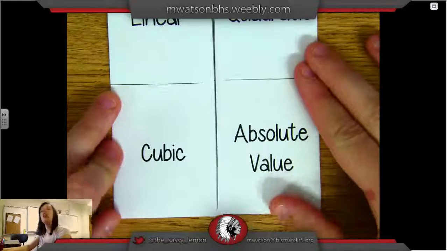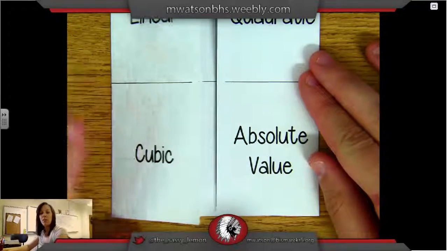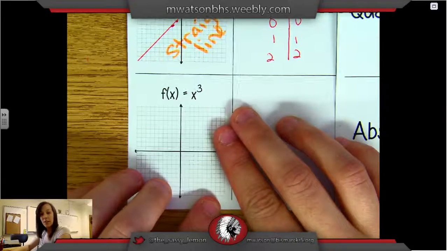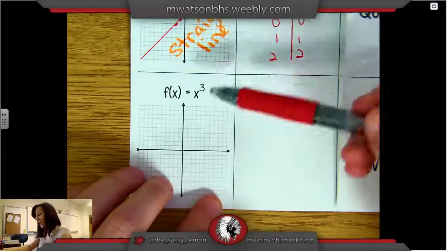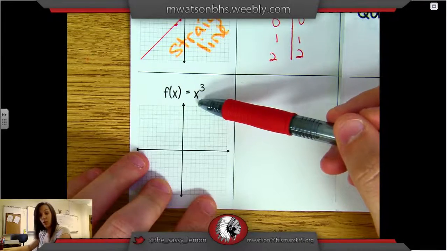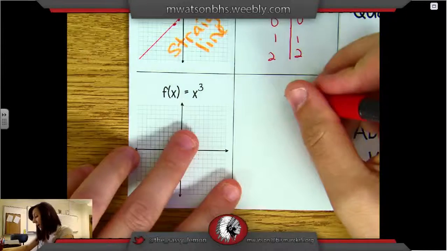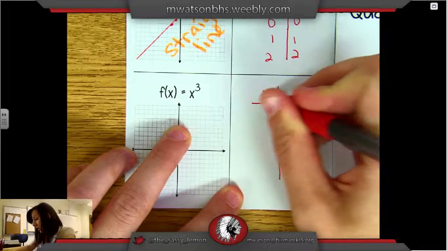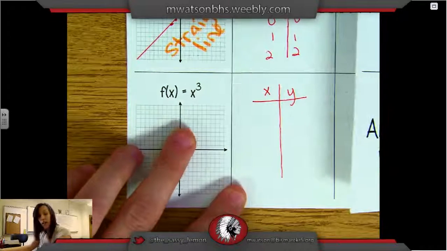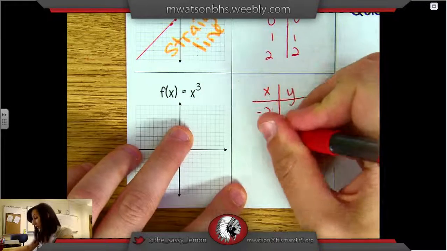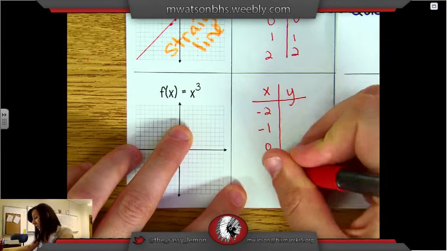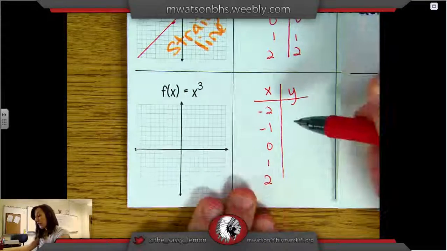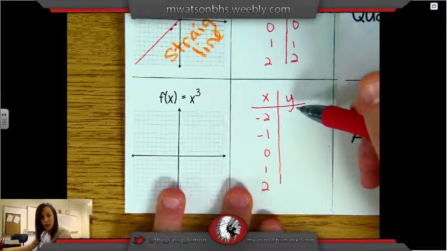Now we need to go to the lower half, and we have 2 more types of functions. Let's look at cubic first, and the name is exactly what's implied. It's going to be f of x equals x cubed. We're going to create a table of values, just like we did in the other examples. We're going to choose the same x values, -2, -1, 0, 1, and 2. And now we're going to plug in those x values to find the y values that correspond.